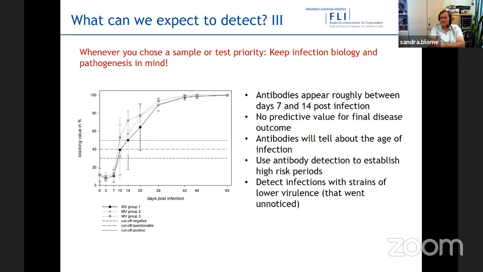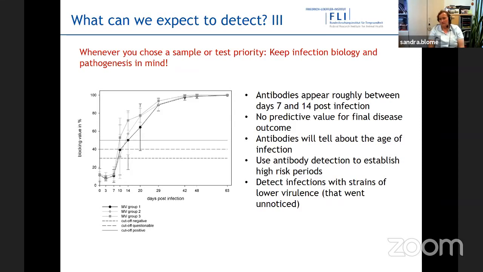Look at the antibodies. Antibodies appear roughly between days 7 and 14 post-infection. But as I already mentioned, they do not have predictive value for final disease outcome. So it is not a problem to find a dead wild boar that has both antibodies and viral genome. It only tells you that this animal survived longer than roughly 10 days. And for this reason, the antibodies will tell you about the age of infection and can give you very valuable hints about the high-risk period.